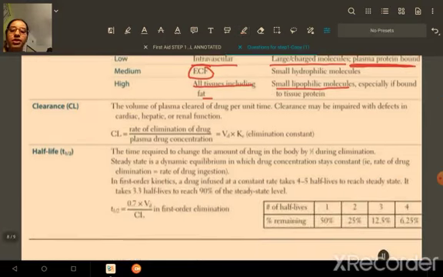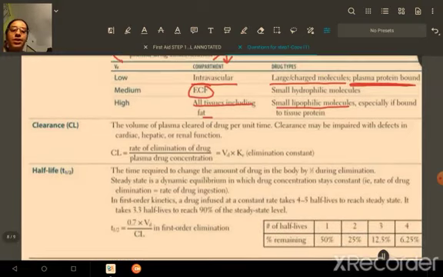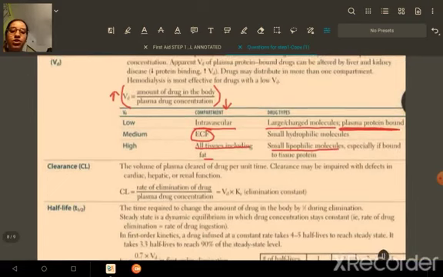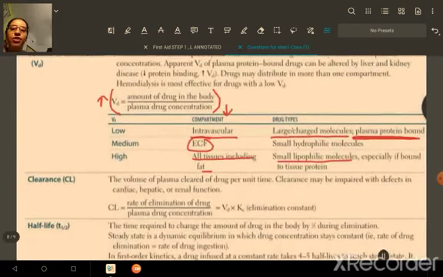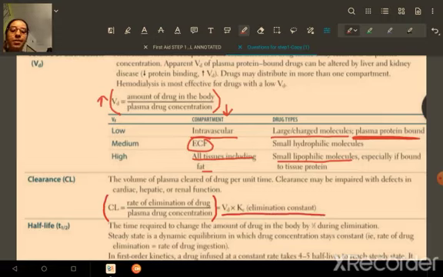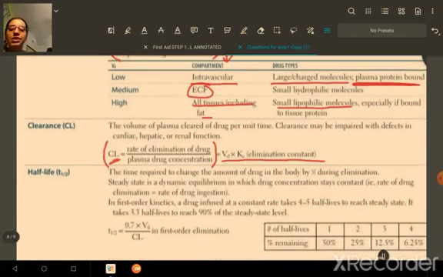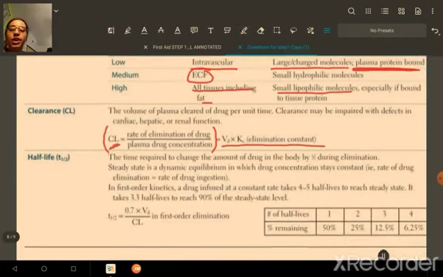Then moving on to the other thing, which is clearance. Clearance is the volume of plasma that is cleared of the drug per unit time. What I want you to note is that between the formula of VD and clearance, the only difference is in the numerator. Here we have the amount of drug in the body and here we have the rate of elimination of drug. Therefore, we can get the formula of clearance by putting in an elimination constant. If we take the volume of distribution and multiply it by an elimination constant, we can again get clearance.